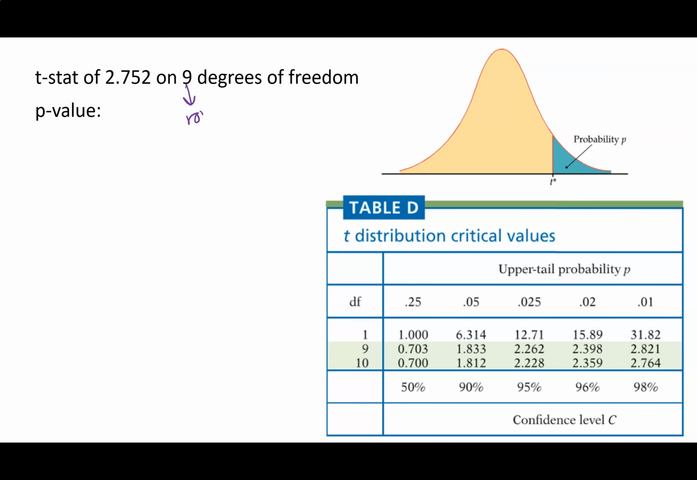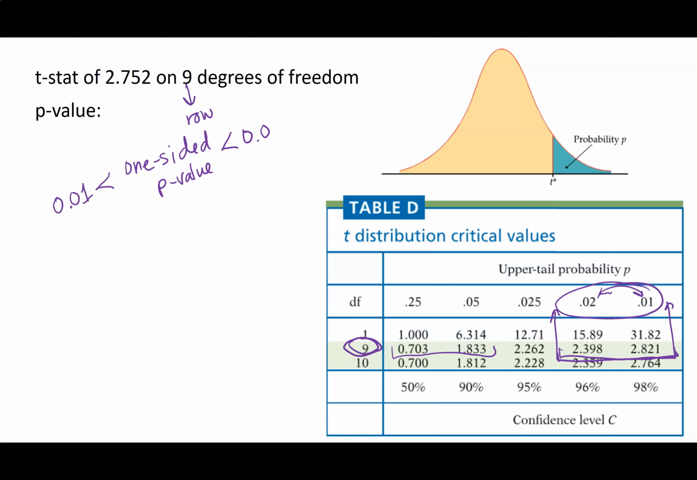So this tells me which row. So here's 9 degrees of freedom. This is a very, very edited version of the table. Looking here, 2.752 is not there. It looks like it's actually right here. So looking up, my one-sided p-value is going to be between 0.01 and 0.02. Always keep track, the order is reversed.